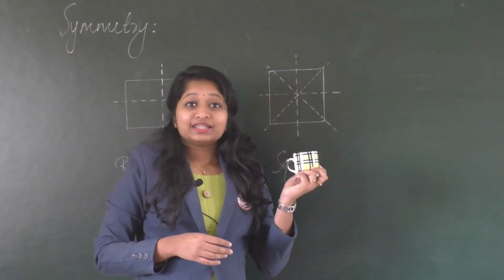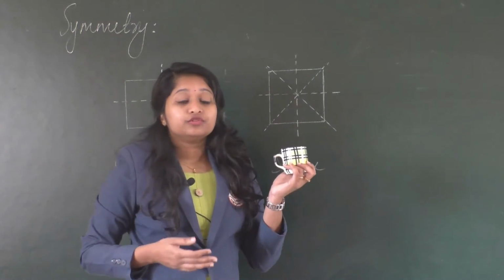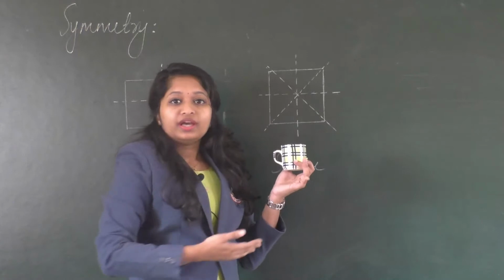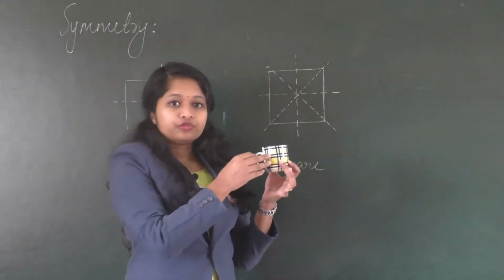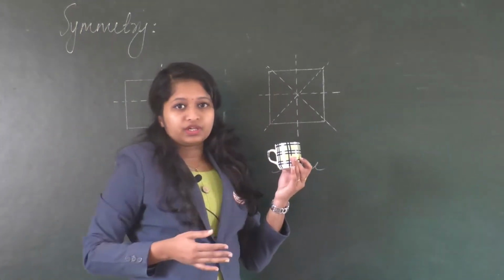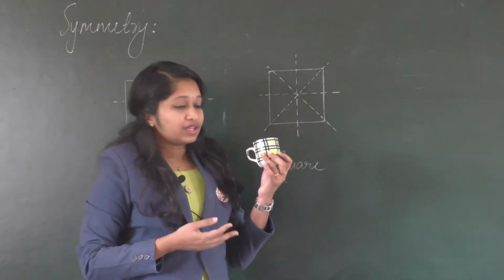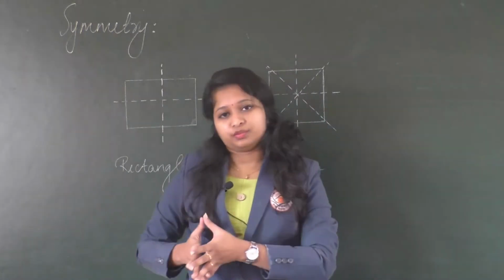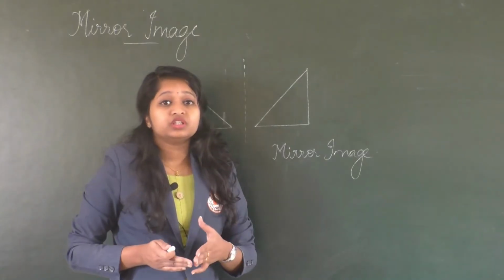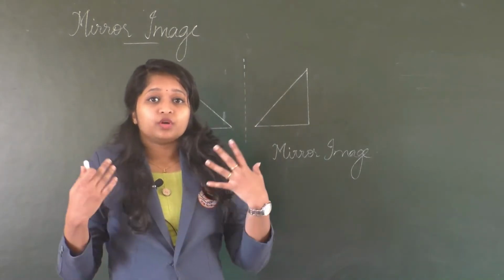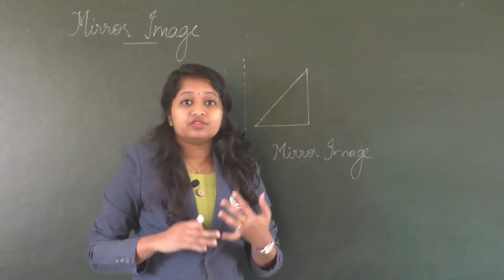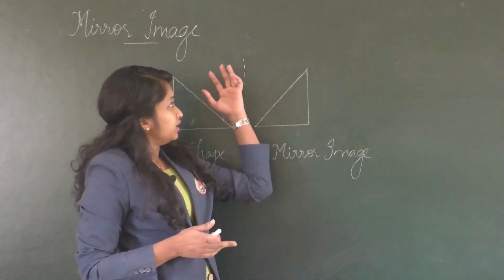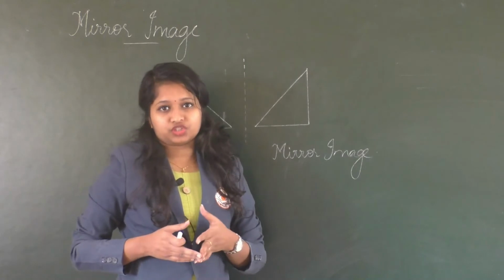So children, there are some objects for which we cannot form a line of symmetry. If I draw an imaginary line, then I cannot fold it into two equal parts. It overlaps. So there are objects which do not form any lines of symmetry also. So children, we learned some objects which are symmetric and which are not symmetric, isn't it? Now let's see our next topic, which is mirror image.